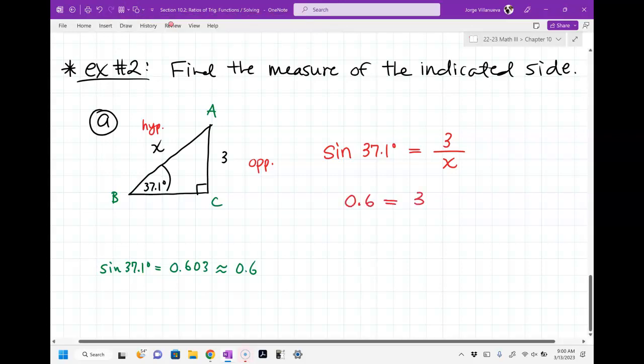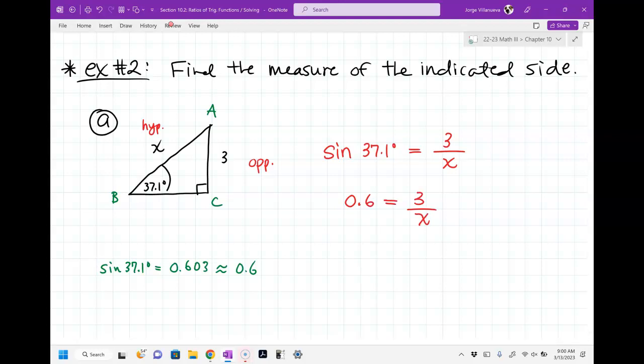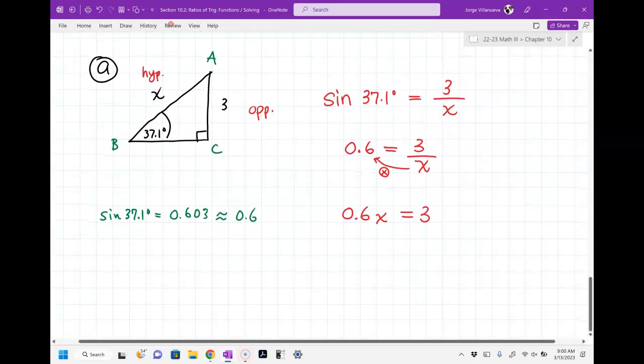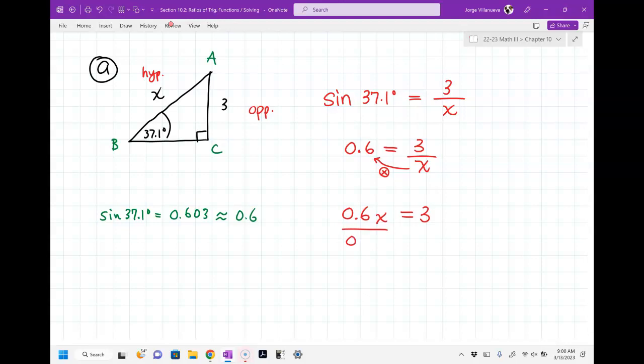So 0.6 is equal to 3 over x. Well, I got to solve for x. But right now it's in the denominator. So I'm going to move it over to the other side by multiplying it. So I get 0.6x equal to 3. Now to solve for x, all I need to do is divide both sides by 0.6. And that'll get x all by itself. So 3 divided by 0.6 is 5. So there's my answer.